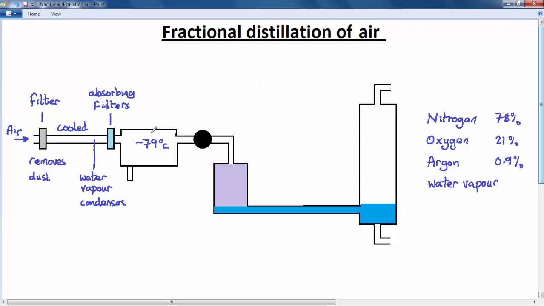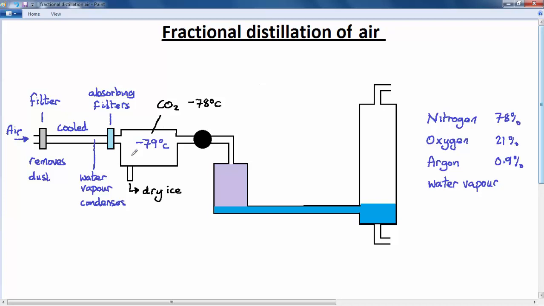Now carbon dioxide freezes at minus 78 degrees Celsius. So after water vapour, the next gas that's going to be removed from the air will be carbon dioxide in its solid form, which is known as dry ice. So we're going to remove CO2 from the air and collect dry ice here.